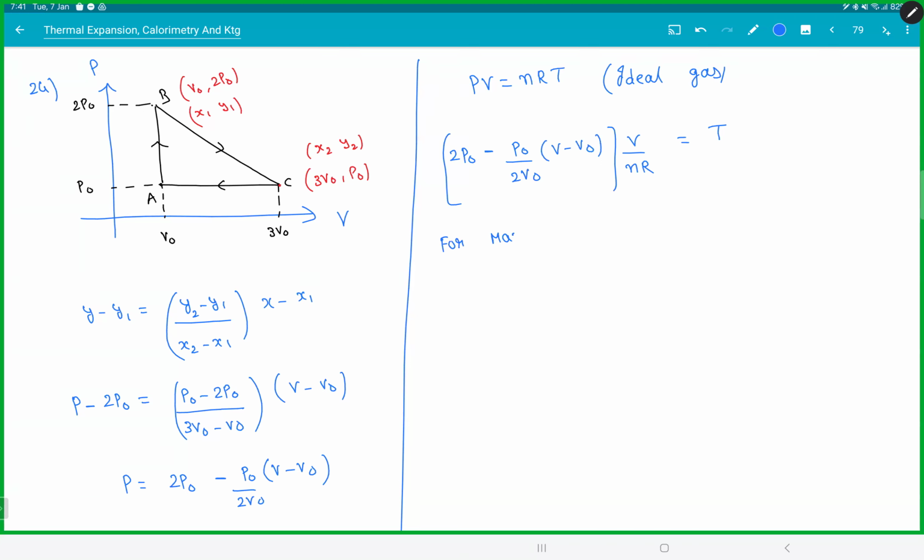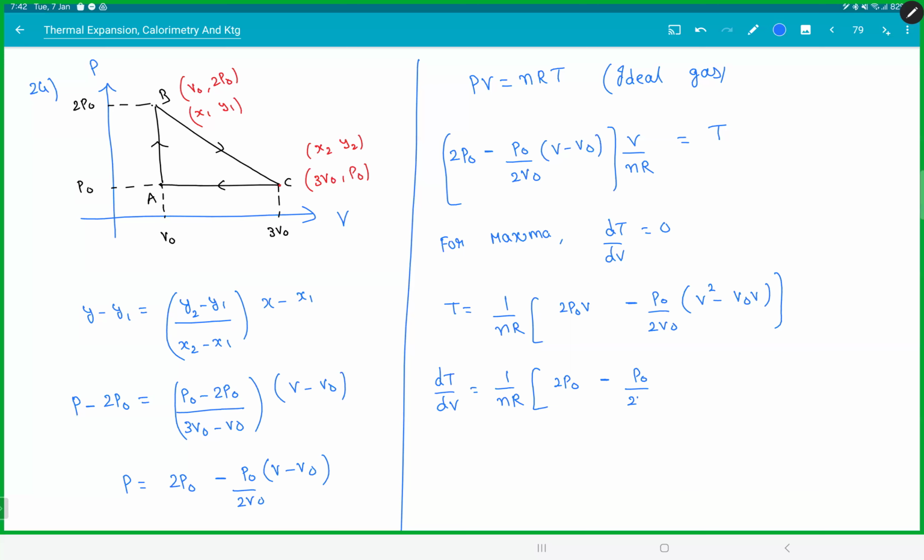For maximum minima, we have to differentiate. It becomes more of a max question. So dT by dV must be 0. So just send it inside. You'll get 1 by nR times (2P0 V minus P0 by 2V0 into (V square minus V0 V)). If you differentiate this, 1 by nR, this will become 2P0 minus P0 by 2V0 into (2V minus V0). This is equal to 0.